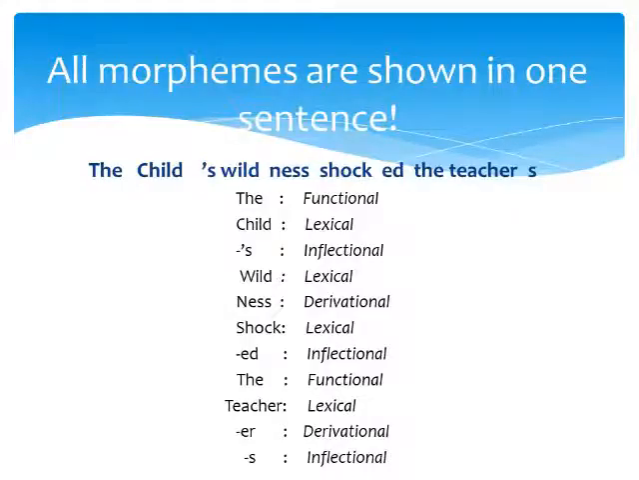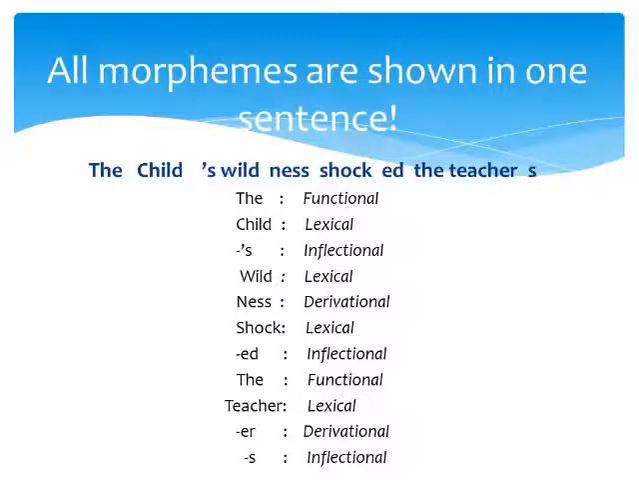Now it's a very important sentence. I have shown you one sentence where all the morphemes can be found. Let's read the sentence. The child's wildness shocked the teachers. Look at that. The is a functional morpheme. Child, a lexical morpheme. Apostrophe s is an inflectional morpheme. Wild is a lexical or free morpheme. Ness is the derivational morpheme.